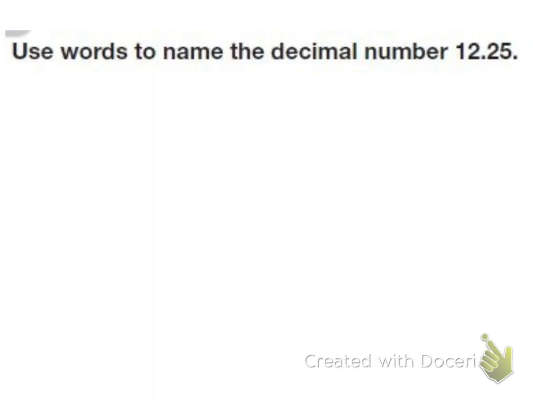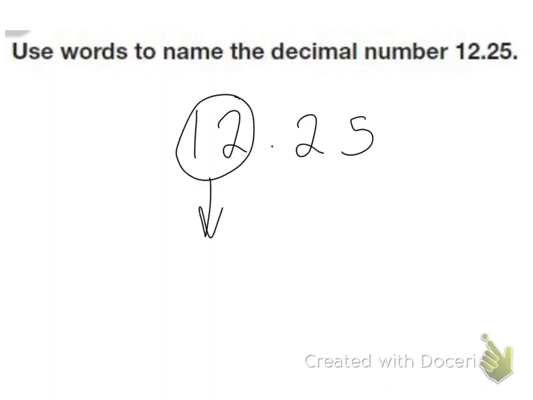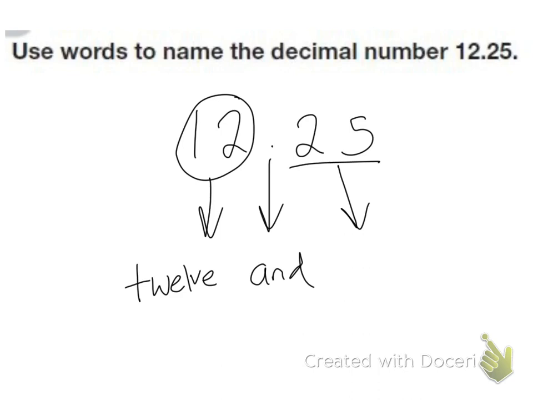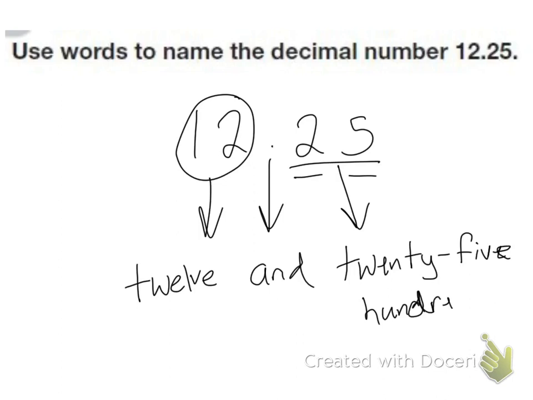It says use words to name the decimal number 12.25. So we're going to take that and break it into 2 parts. We have the 12, so we're just going to write out the word 12. The decimal point becomes the word and. And then the decimal part we write as the number, so this is 25. And then we say the place value, or how many place values there are. Since there are 2 place values, we know this is in the hundredths. So we'd say it's 12 and 25 hundredths.